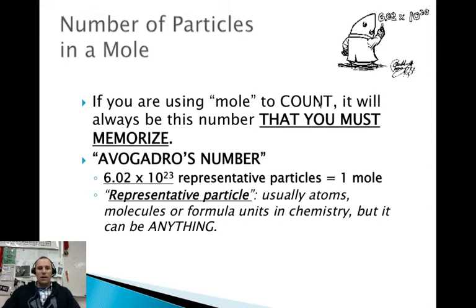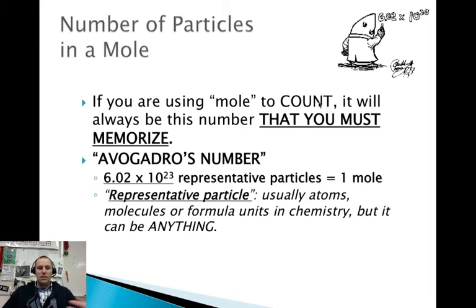Okay, so you need to memorize Avogadro's number. It's 6.02 times 10 to the 23rd power. Okay, if you have that number memorized, you're good to go with counting with the mole. Okay, and so I said on this slide 6.02 times 10 to the 23rd representative particles is equal to 1 mole. Well, a representative particle is what the thing you are talking about comes in.